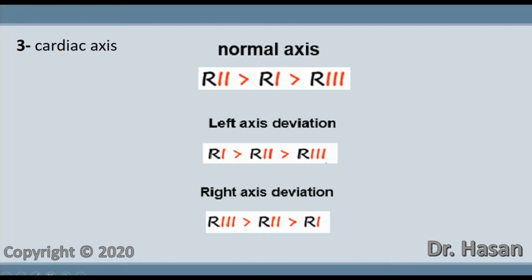Now let's summarize. Normal cardiac axis is when R2 is bigger than R1 and R1 is bigger than R3. Left axis deviation is when R1 is bigger than R2 and R2 is bigger than R3. Right axis deviation is when R3 is bigger than R2 and R2 is bigger than R1.